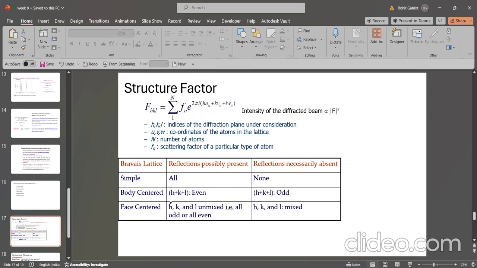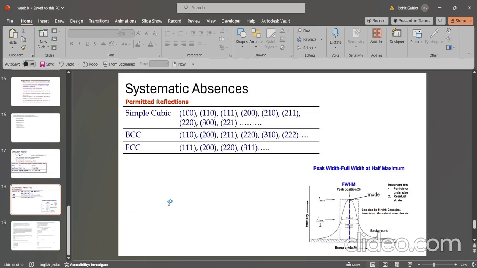However, for the body centered, if h plus k plus l is even, then the reflection will be present, and if h plus k plus l is odd, then the reflection is necessarily absent. And for the face centered, h, k and l unmixed, that is all odd or all even, the reflection is present. If h, k and l are mixed, then the reflection will be necessarily absent. And this is your systematic absence.